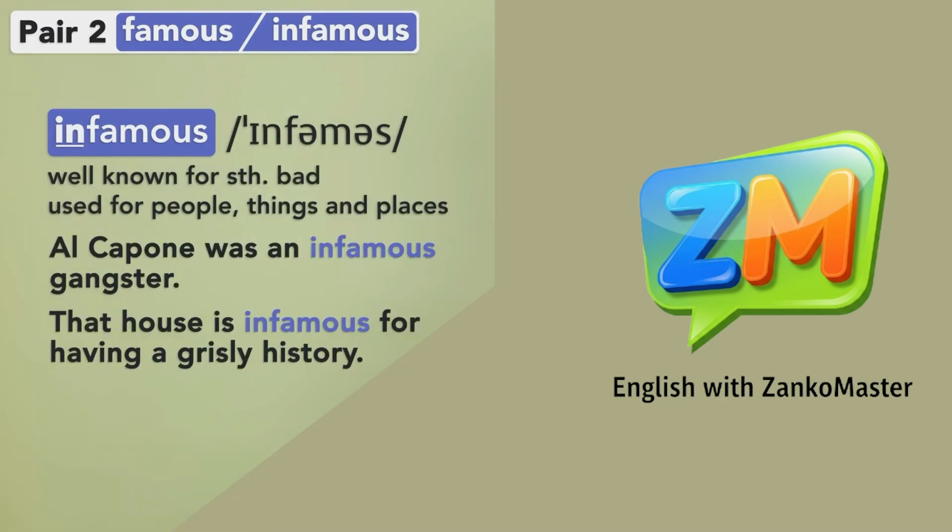Now, infamous also means well-known, but for something bad, like Jordan Belfort, The Wolf of Wall Street in our earlier example. It's similar to notorious. It can also be used for people, things, and places, and I guess animals as well. For example, Al Capone was an infamous gangster. Or that house is infamous for having a grisly history.